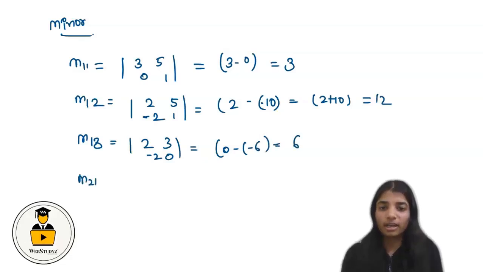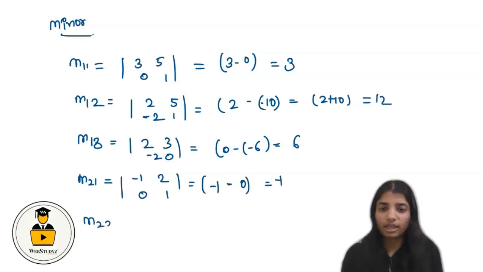In the same way, the value of M21: cancel the row and column which consists of the element A21. Now write the remaining elements in the form of a determinant. That becomes minus 1, 2, 0, 1. So calculate its determinant. Minus 1 multiplied by 1 is minus 1, minus 0 multiplied by 2 is 0. So this is equal to minus 1.